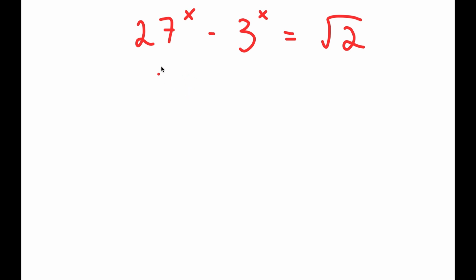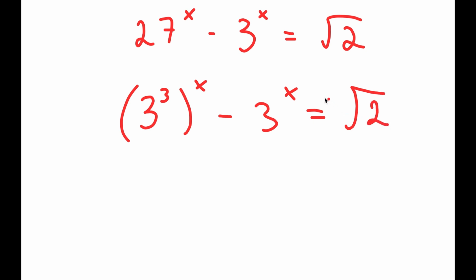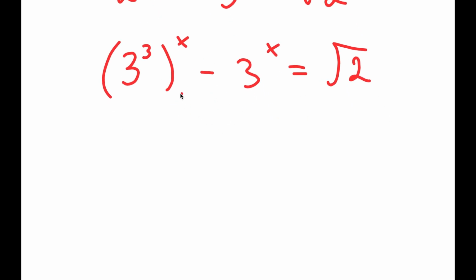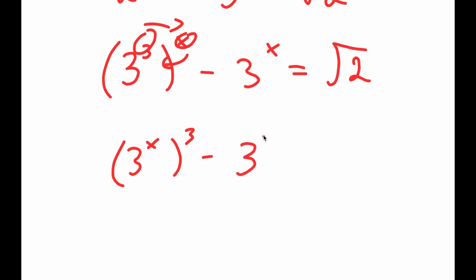Alright, so in this video, I'm going to solve the equation 27 to the power of x minus 3 to the power of x is equal to the square root of 2. So to solve this, I'm going to first rewrite 27 as 3 to the power of 3. So I get 3 to the power of 3 to the power of x minus 3 to the power of x is equal to square root of 2. And now from here, I'm going to rearrange these. So I get 3 to the power of x to the power of 3 minus 3 to the power of x is equal to the square root of 2.